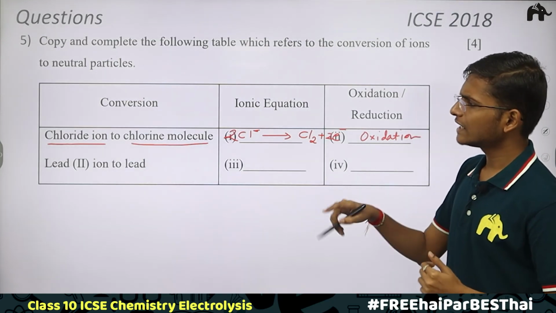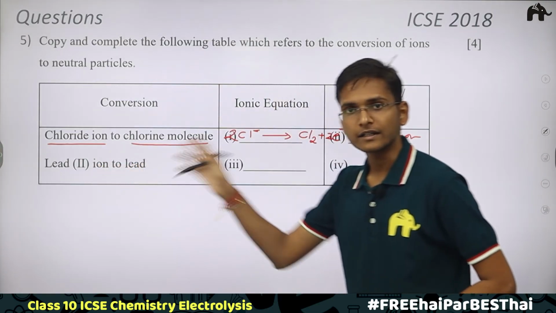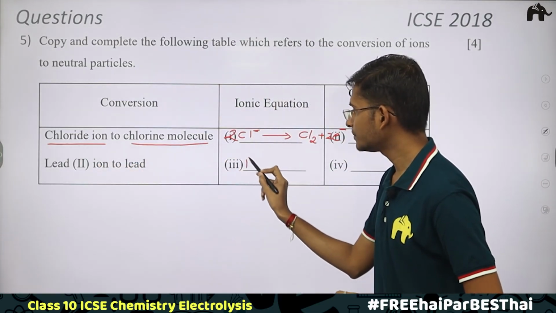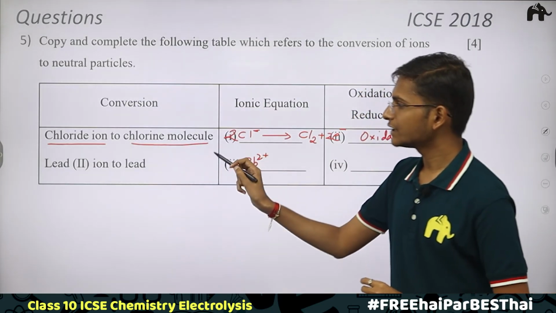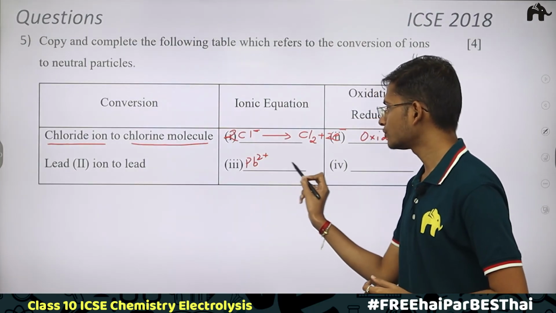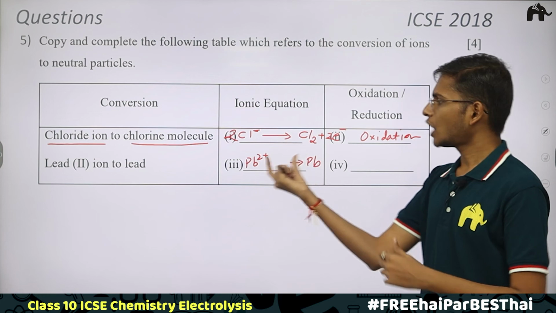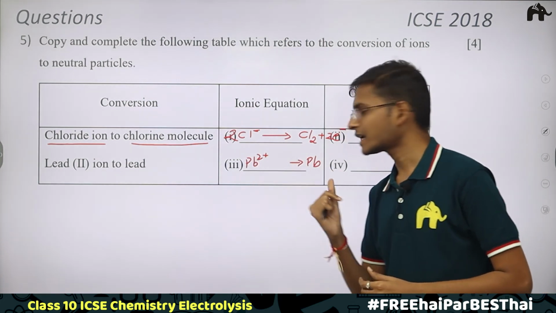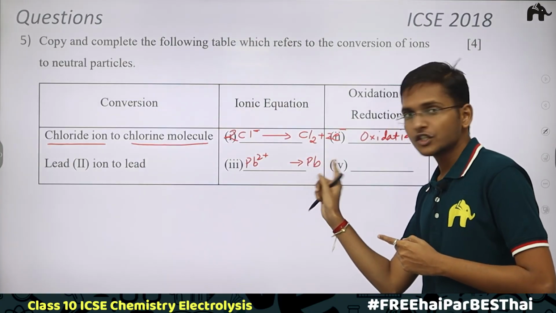Okay, next is lead ion to lead. So lead 2 ion, this means we have the Pb2 plus ion. What is this lead 2 ion forming? It would form lead, Pb, just Pb. How would it form? This lead 2 plus ion has 2 positive charges, so it is becoming a neutral lead atom.